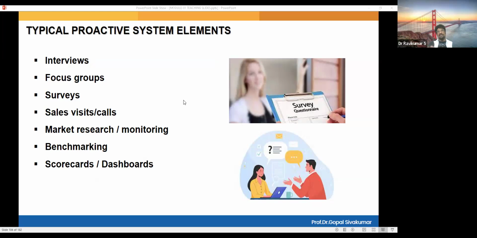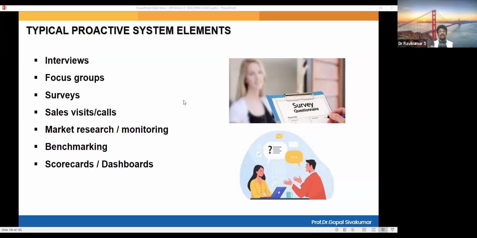What are the types of proactive VOC through which we can collect the data? Interviews. You go and have an interview with the customer, one-to-one interviews or group interviews, focus groups, that is, you have a group of people who deliver feedback about the product. Then surveys, using different types of survey mechanisms, you can collect feedback about your service or the product.